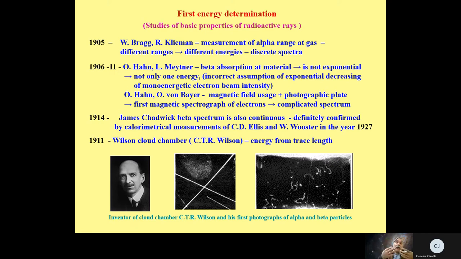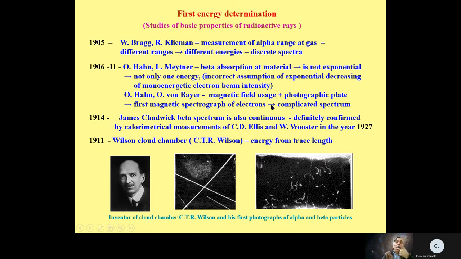This was in the first magnetic spectrometers at this time, and on the basis of this magnetic spectrometer it was possible to see that the spectrum is complicated, and they have not only discrete spectra but also continuous spectra of electrons.